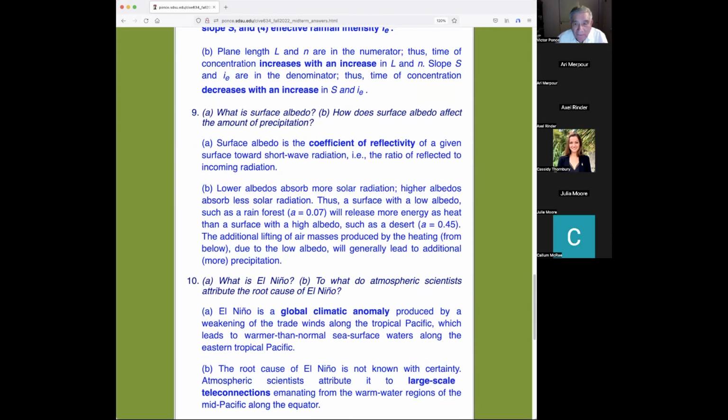How does surface albedo affect the amount of precipitation? This question was designed to see if you understood the process, because it's very important. Lower albedos absorb more solar radiation. Higher albedos absorb less solar radiation. Thus, a surface with low albedo, such as a rainforest, will release more energy as heat than a surface with a high albedo, because it absorbed the energy and it's got to release it. Why did I say it has got to release it? Because if it doesn't release the heat from day to night, it'll burn.